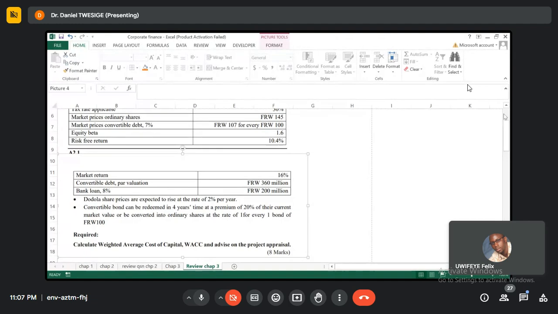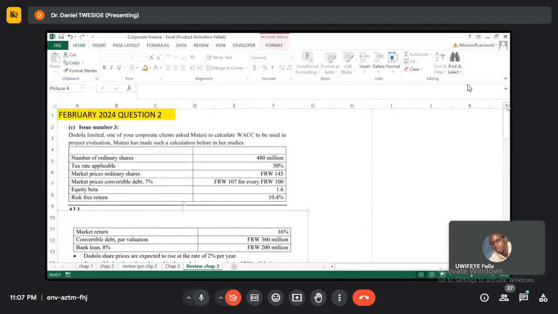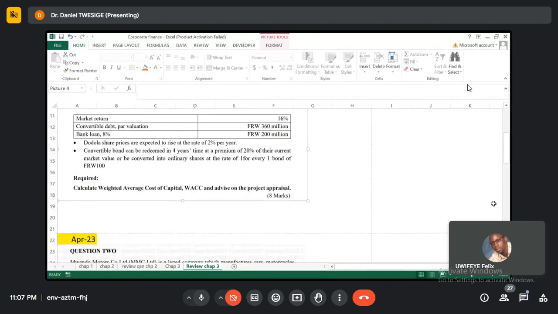Now, if you look at this again, how many sources do we have? We have three sources of capital that we need here. You have a bond, the ordinary share or common stock, and the bank loan. We have the convertible debt. Yes, we have three sources.